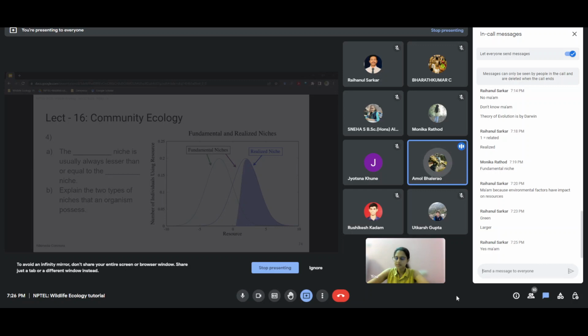Ma'am, is it possible that the fundamental niche and realized niche are equal? Yes, that's what the statement says, right? The realized niche is usually always lesser than or equal to the fundamental niche. So that is how you would fill in the blanks for this part of the question, right?